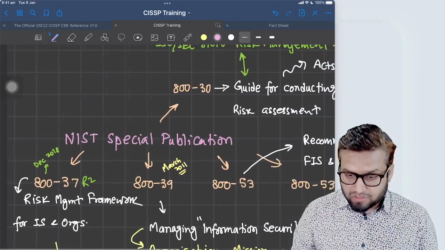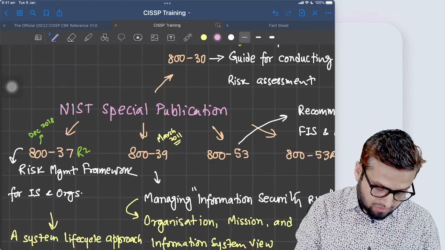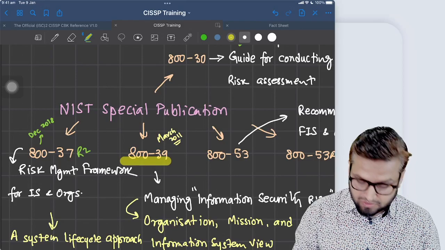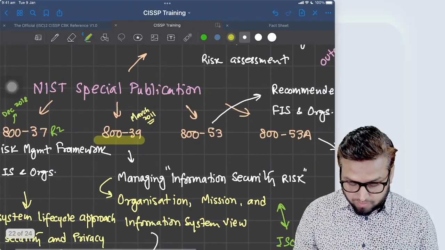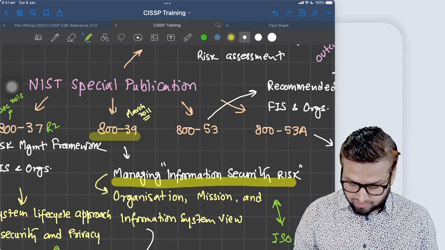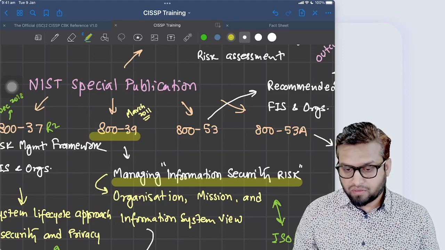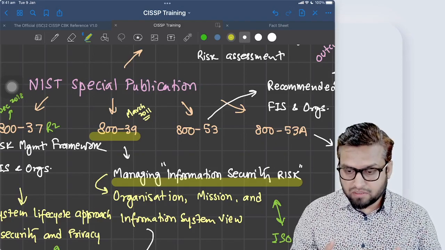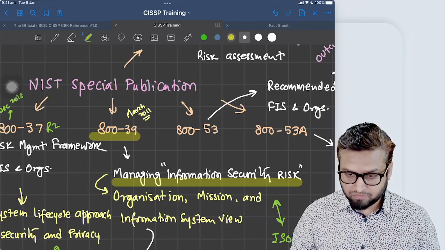Now, one document which is very important here is NIST 839. This document, let me take a highlighter. NIST 839. This is a very important document. And what is this document about? This document is about managing information security risk. So if we are going to discuss how to manage information security risk, what is the primary reference material we should refer to? We should refer to NIST 839.